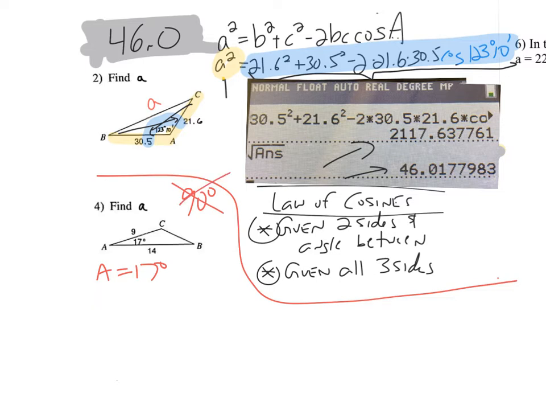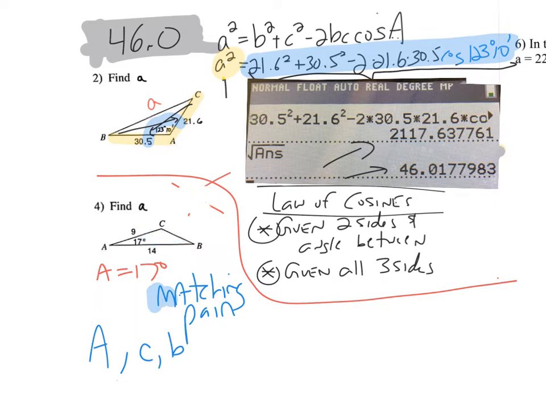You look to use the law of sines if you have a matching pair of side and angle. And here, they're giving you angle A, which was 17. It looks like little c, side C, is 14, and little b, side opposite angle B, is 9. So here we're not given any matching pair, so we're not going to be using the law of sines. So no SOHCAHTOA, no law of sines. The first case of the law of cosines is if you're given two sides and the angle in between.